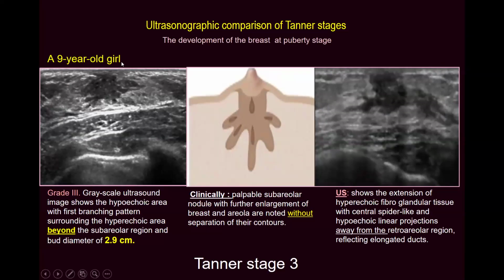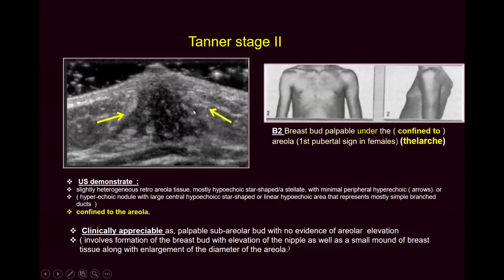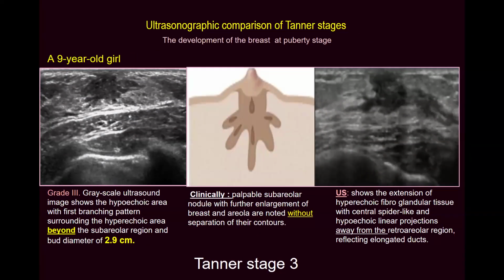Again, this is a 9-year-old girl. What we have seen here is a little bit larger hyperechogenicity. The disc or the bud is a little bit larger. Can you look for the one here? Though it is branching, it is confined to the nipple areolar complex. And as we mentioned, in Tanner stage 2 this is about 2 centimeters. Here, this is more than 2 centimeters, approaching 3 centimeters, and extends slightly beyond.